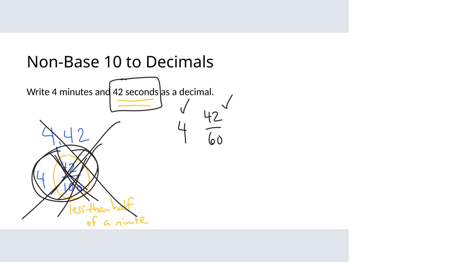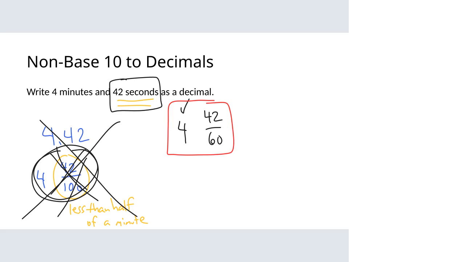Let me know if that doesn't make sense, or if you're not sure where that came from. The idea is we have 4 entire minutes, and then we have 42 60ths of another minute. So in order to write 4 minutes and 42 seconds as a decimal, I think it's kind of important to do this step first, rewrite it as a mixed number, and then we'll turn that mixed number into a decimal.